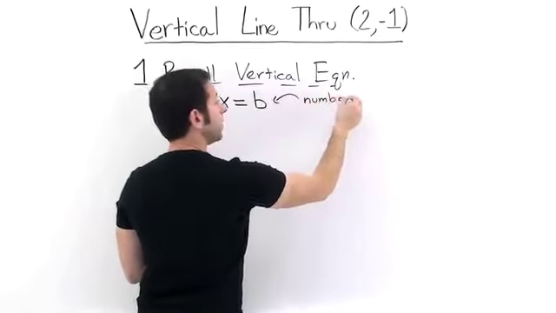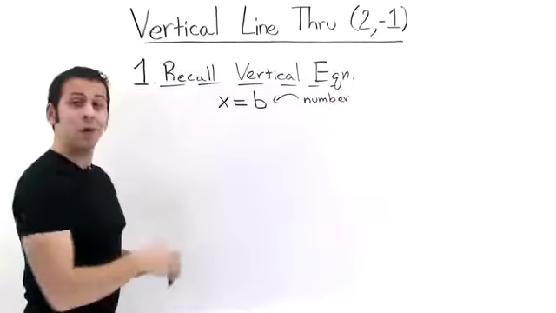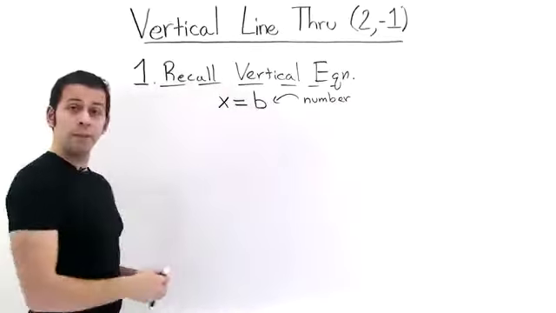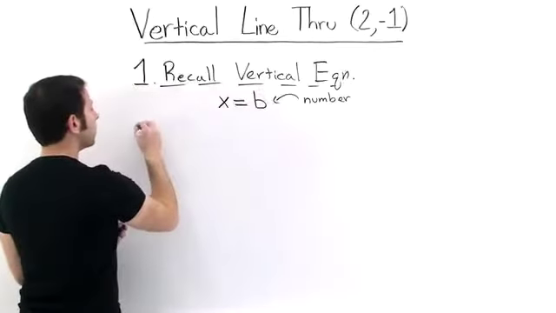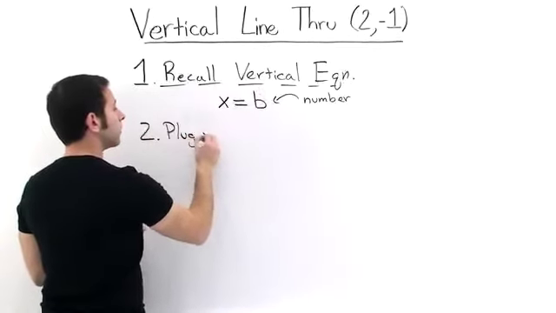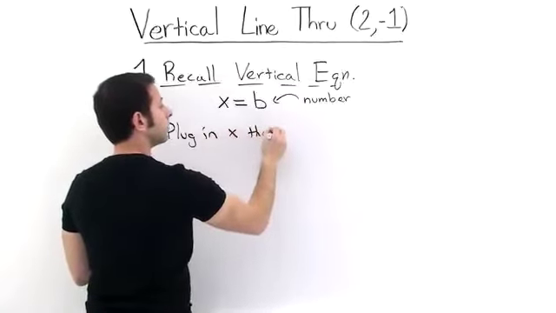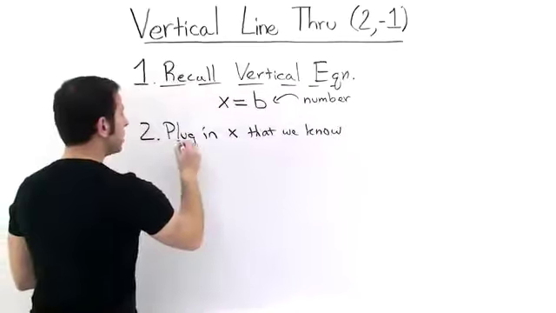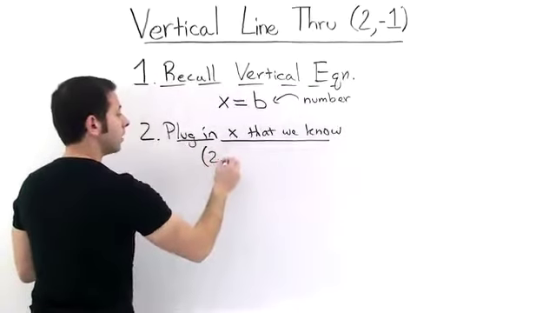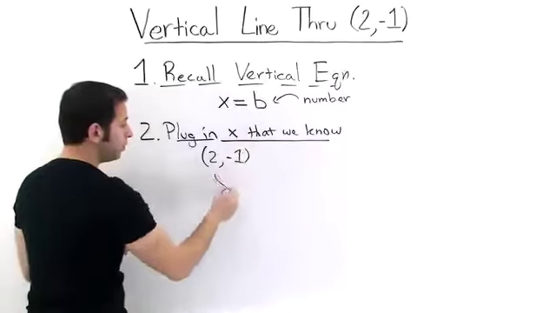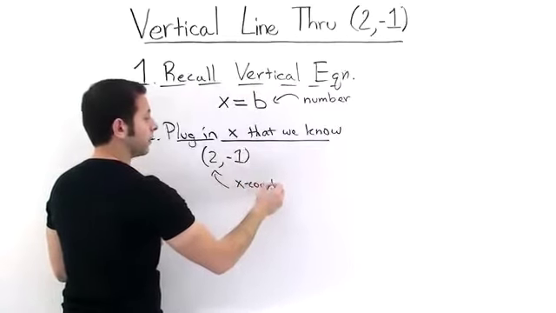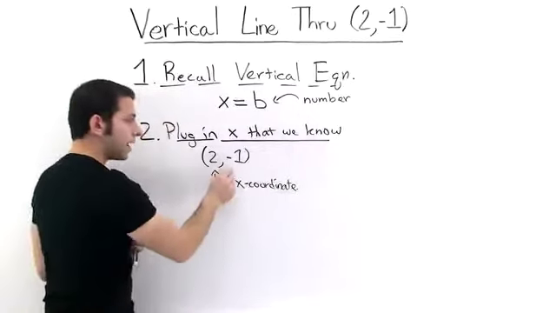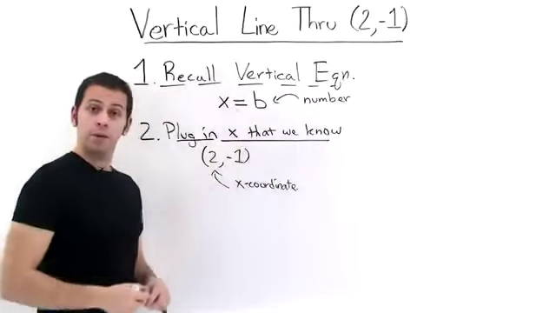So if we figured out what that number b was, well, we'd know exactly what the equation of this vertical line should be. So all we have to do to figure out this number b is plug in our point. So let's plug in the x that we know. Now when we say x, we mean the x-coordinate that we know. See, we're given the point (2, -1). 2 is the x-coordinate. And so we know that that point lies on the line, and when we plug in that x-coordinate, we have to satisfy this equation.